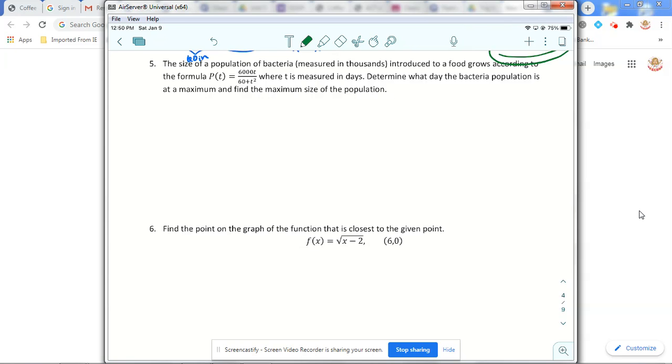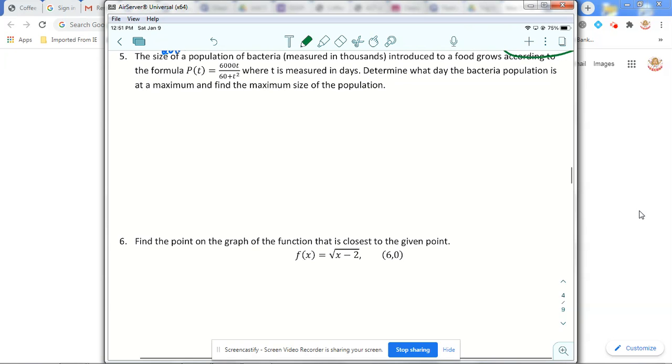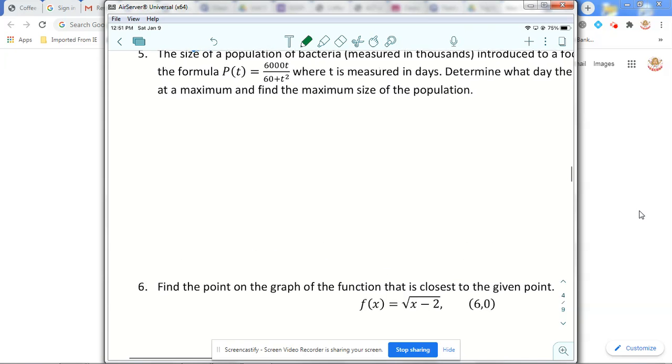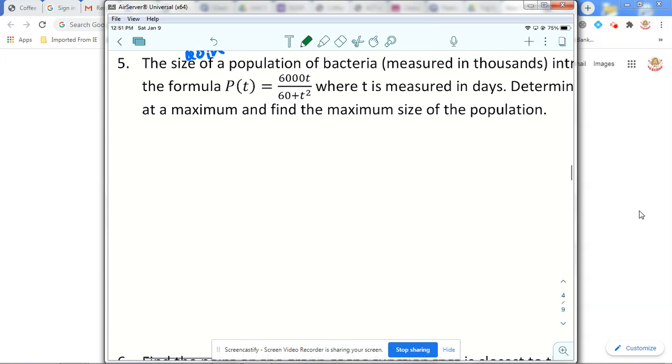All right, so on number 5, the size of a population of bacteria measured in thousands introduced to a food grows according to the formula P of T equals 6,000 T over 600 plus T squared, where T is measured in days. Determine what day the bacteria population is at a maximum and find the maximum size of the population. So this is one where we're given the formula to maximize, so we don't have to worry about constraints. We just need to start going through the process of finding the derivative.